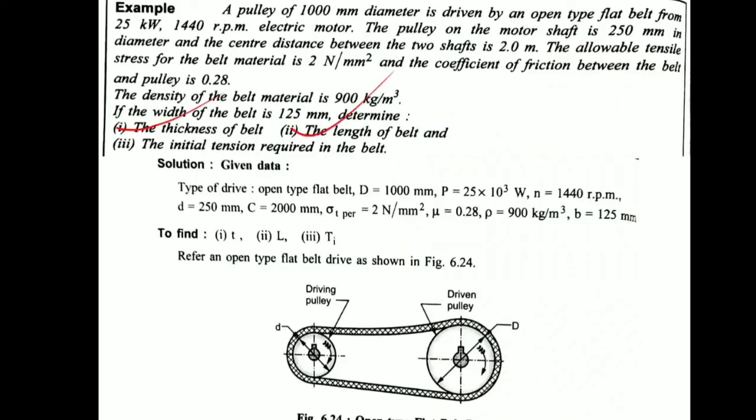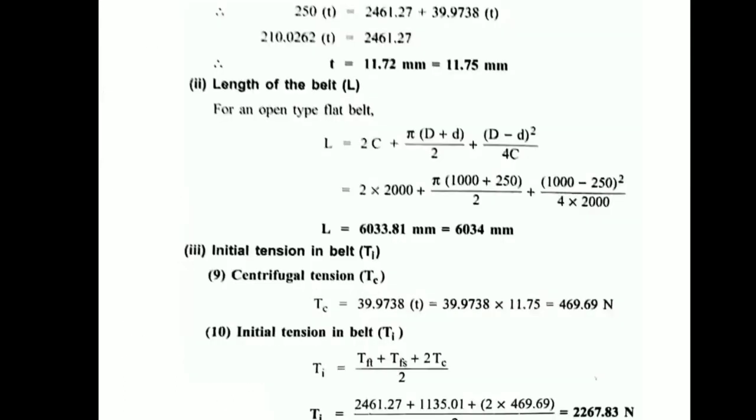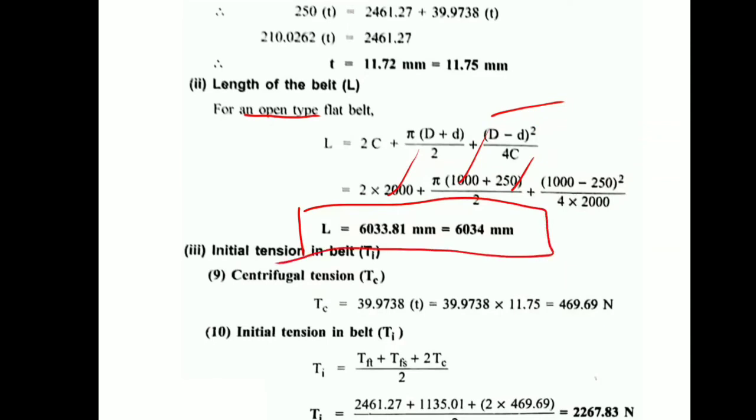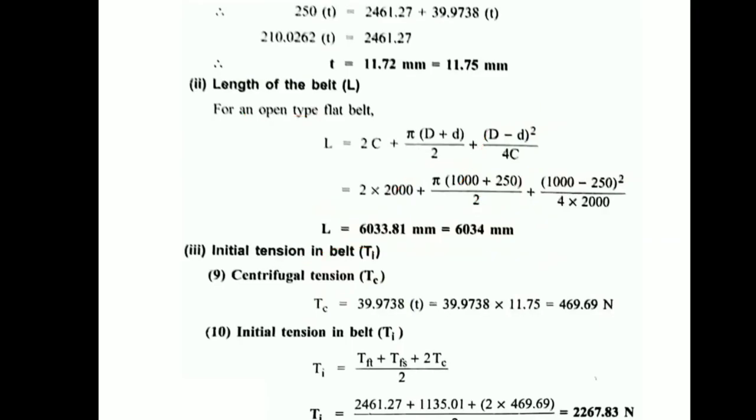Then they are asking for length of belt drive, correct. Now length of belt drive, we know the equation, this is open type, so this is a minus sign here for this term. So I can write L is equal to 2c plus pi into (D plus d) divided by 2 plus (D minus d) bracket square divided by 4c. So c is 2 meter, that is 2000. Capital D small d we know, and by putting this we'll get the length of open belt drive for this transmission of load, that is 6034 mm. Second part is over.